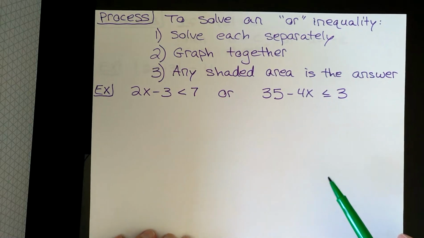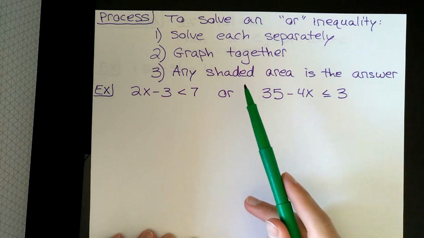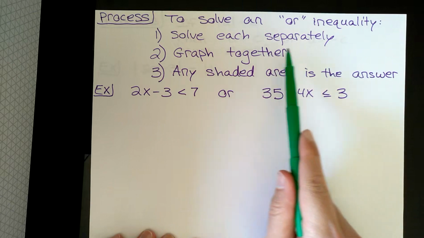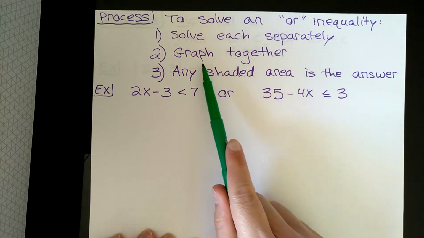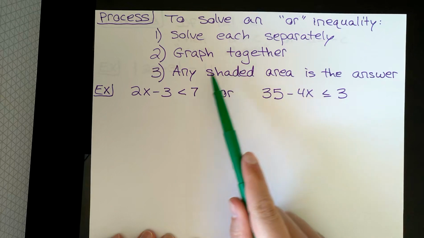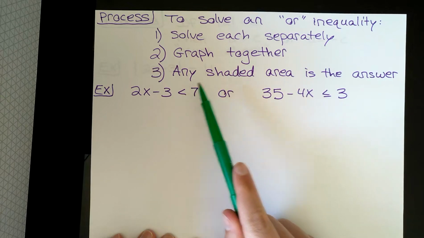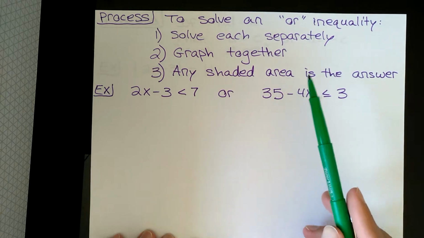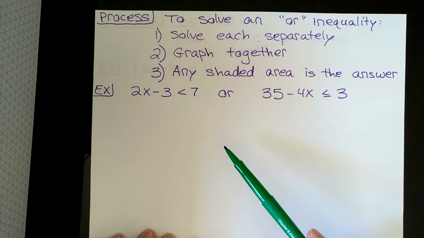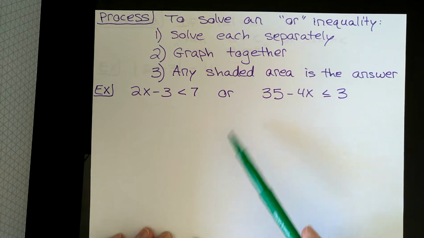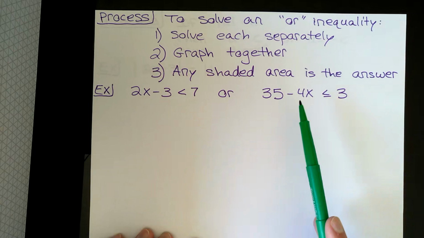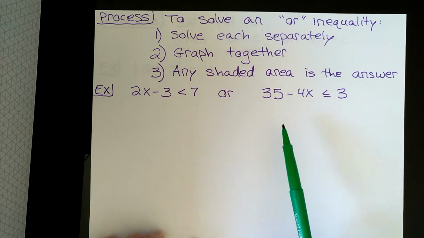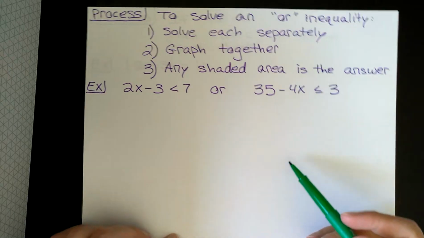Continuing on, we now have OR inequalities. To solve an OR inequality, you will again solve each separately and again graph them together. But from there, we say that any shaded area is the answer. So if you can find any part of the graph that's shaded, it is included in your final answer. Because we're saying if this is true or this is true. Any x value that satisfies either inequality counts as the answer.